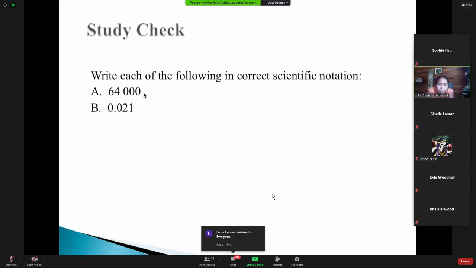So you have your decimal place here: 1, 2, 3, 4. 6.4 times 10 to the 4th plus 4. Everyone is following. Everyone knows what's going on? Yes or no?